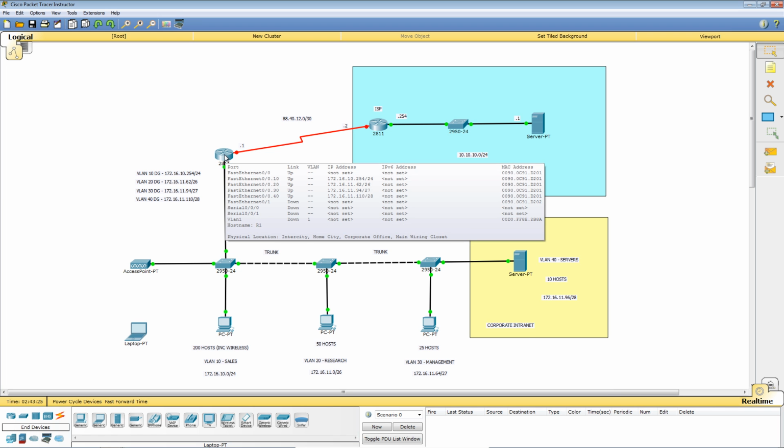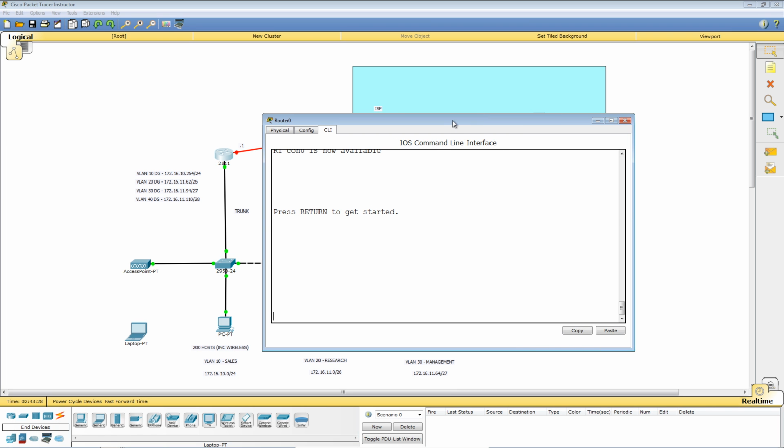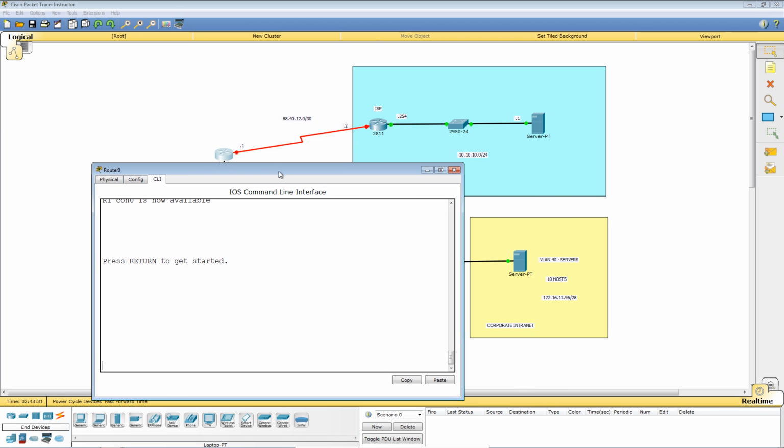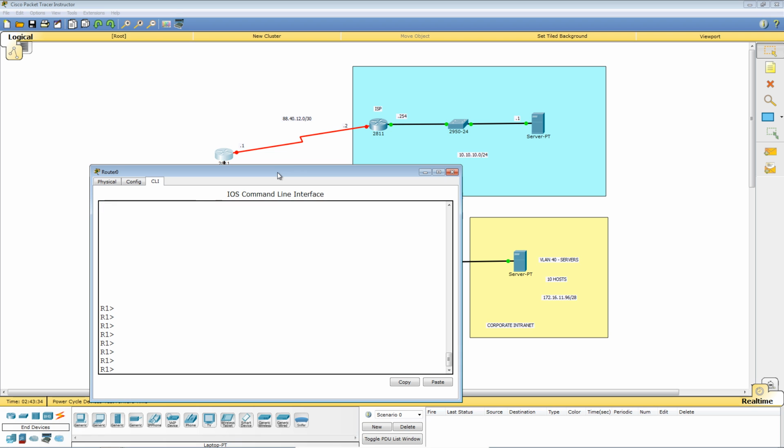So into the customer side router, and let's just move it so as we can see the link go on. Enable, conf t, int. How much can I shorten this down? S 0/0/0. That should do it. So we're going to interface serial 0/0/0. IP add, hit tab. 88.40.12.1, 255.255.255.252.